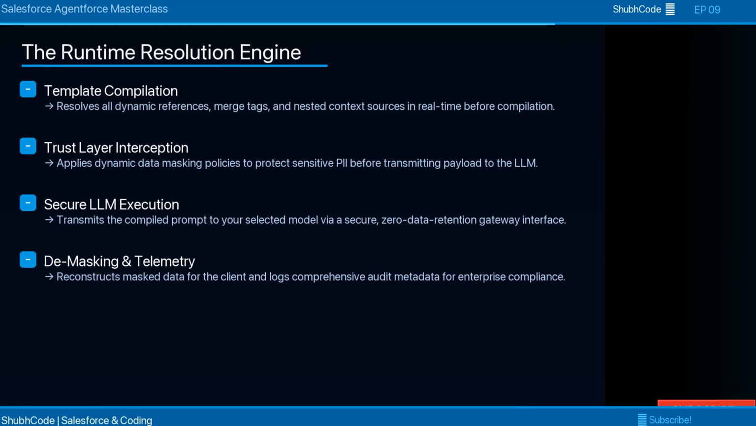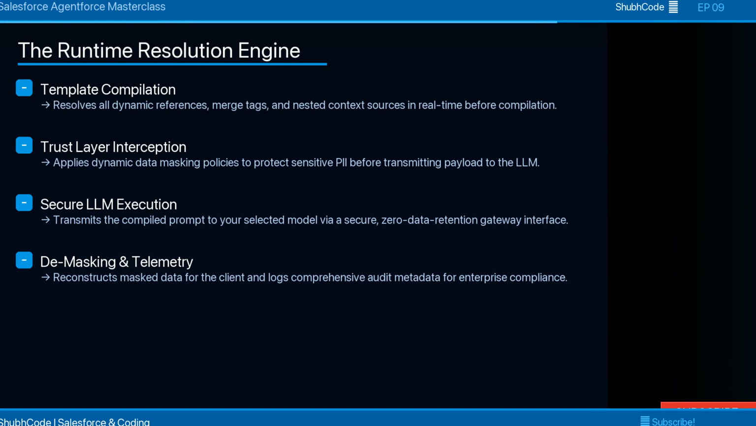When a user or agent invokes a prompt template, a fascinating lifecycle occurs within the Einstein runtime. First, the engine parses the raw prompt template and resolves all merge fields, flow values, and Apex outputs. This fully assembled prompt is then sent through the Einstein trust layer. Here, sensitive data is masked and toxicity checks are applied. Only then is the sanitized prompt securely transmitted to the LLM. Once the LLM generates the response, it travels back through the trust layer for demasking, toxicity verification, and audit logging before finally reaching the user.